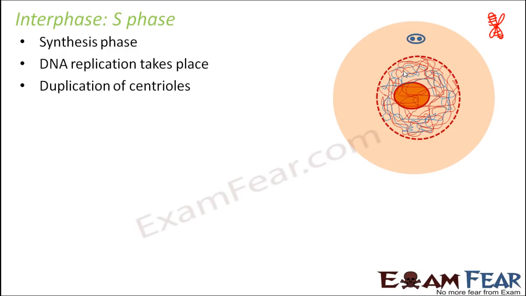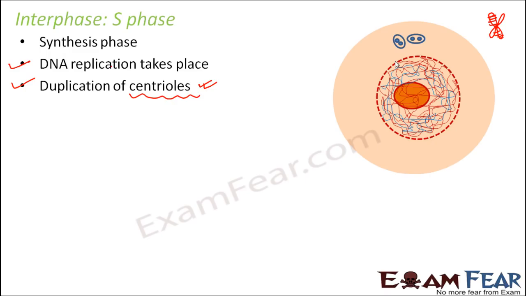So it is not only the DNA replication which is important, it is also important that some other important parts which participate in cell division should also get replicated, and one such part is the centrioles. Centrioles are small structures which are present within the centrosome. So centrioles occur in pairs. So these centrioles also duplicate. So you get one more pair of centrioles.